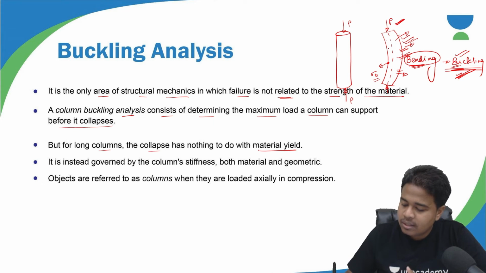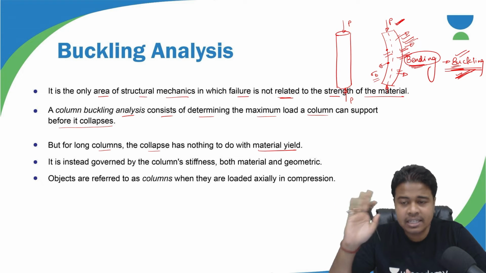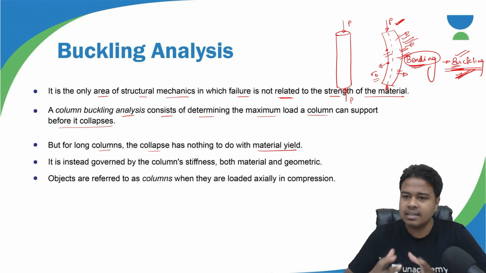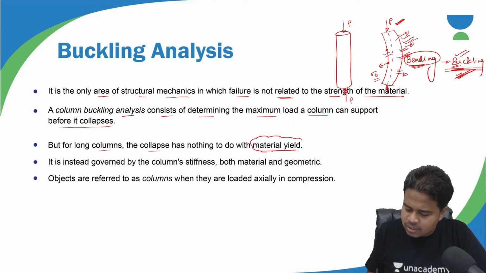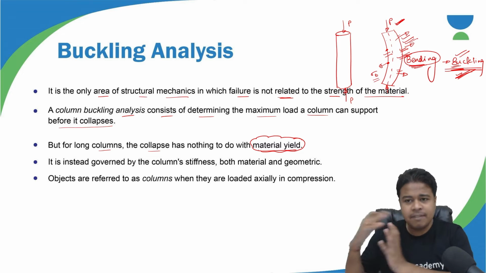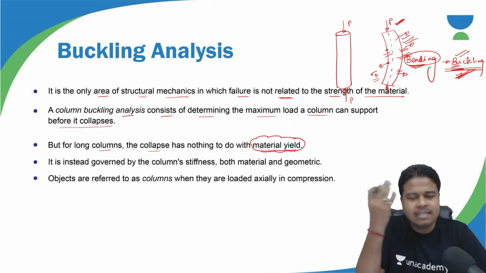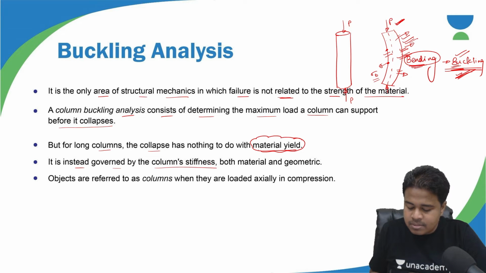Even though the maximum stress in this particular column will not reach the yield point or yield limit, we will still say that it may fail, because we are not bothered about the material yield. Yield is very far from it, because even if it slightly buckles, it is considered to be a fail. It is instead governed by the column's stiffness, both material and geometric.